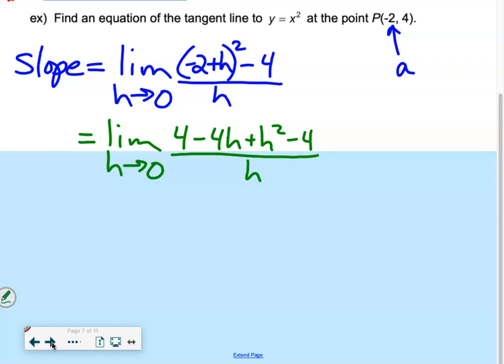All right. If you do your math correctly, every term without an H, in this case the 4 and the negative 4, right? They should wash out. Once they wash out, every single term left on top should have an H in it. So now, what can you do? You can cancel an H, right? You can do it from every term.